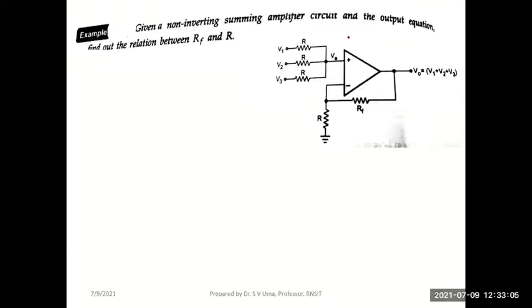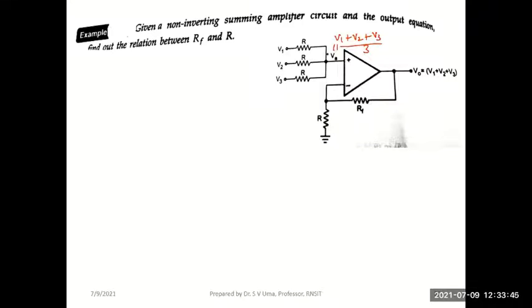Given a non-inverting summing amplifier and the output equation, find out the relation between RF and R. See, the output should be V1 plus V2 plus V3. We have already done this. Output should be the sum of the 3 input signals. When all these 3 resistors are equal, the voltage at this point will be the average of the 3 signals. Yes or no? V1 plus V2 plus V3 by 3.